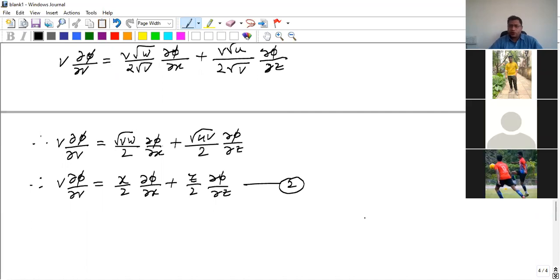So is there any doubt in equation 1 and 2? No, sir. Is there any doubt? All of you got up to equation 1 and equation 2? Yes, sir. Yes, sir. Yes, sir. Okay, that's good. So up to equation 2, the thing is clear that we got equation 2.